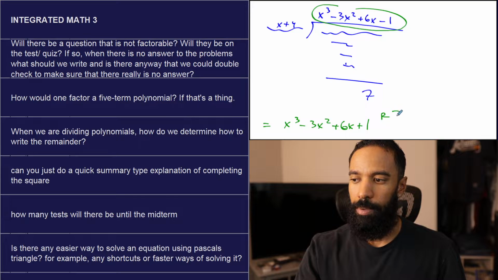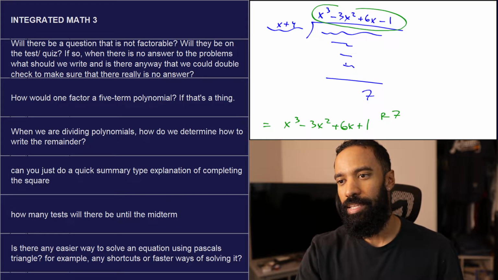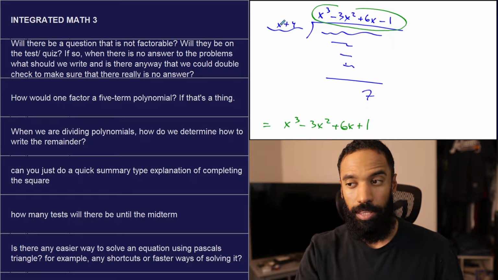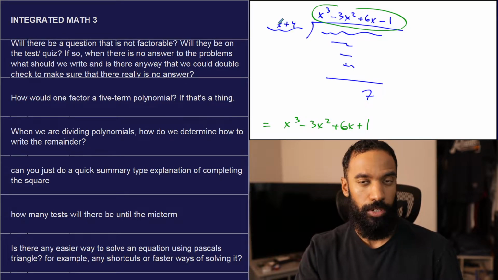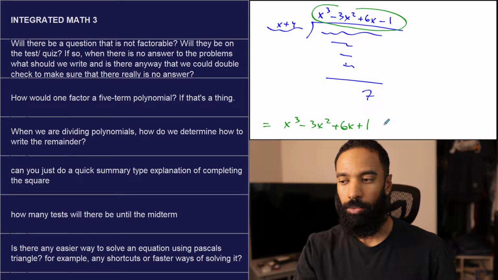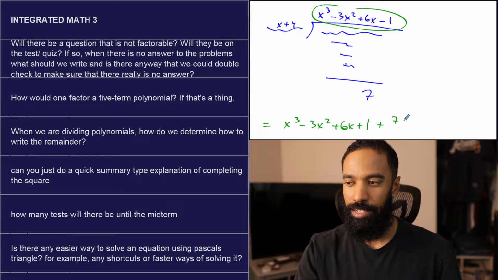And then you don't just write remainder 7, right? The 7 means your x plus 4 couldn't divide into 7 at all. And that makes sense because this has a term that is 1 degree larger than the constant. But this 7 is still dividing by that whole, right? It's still plus 7 over x plus 4.